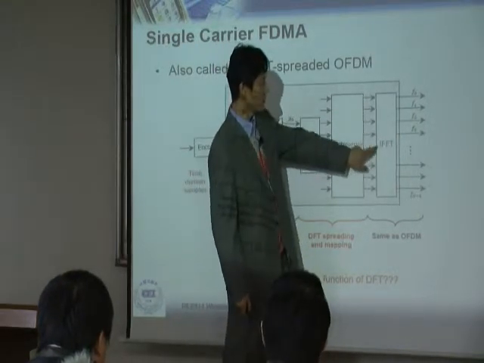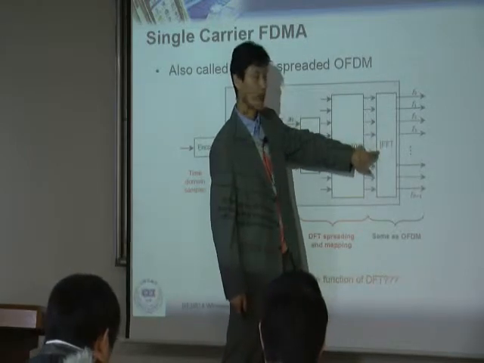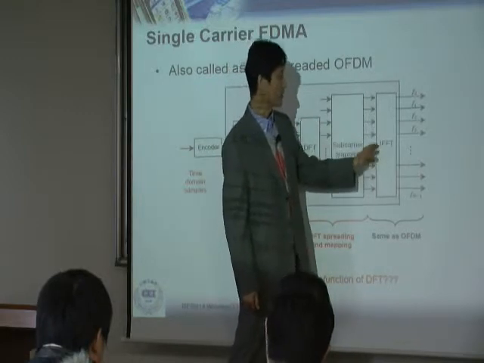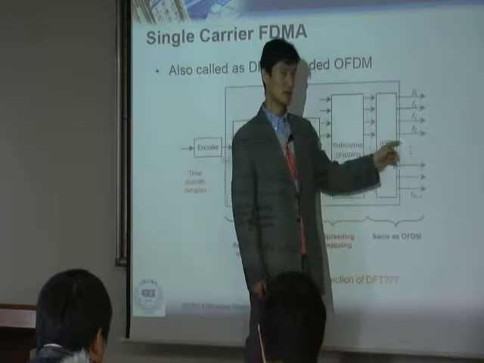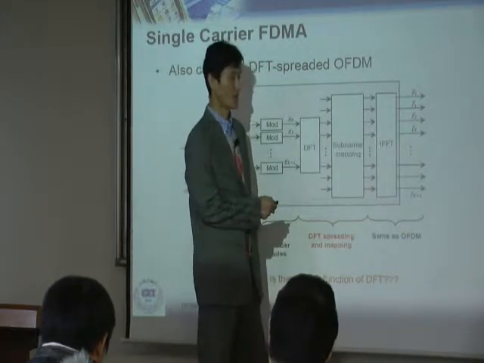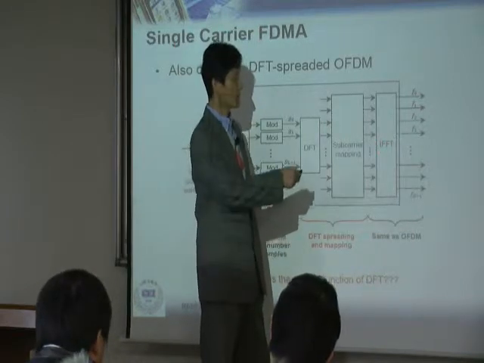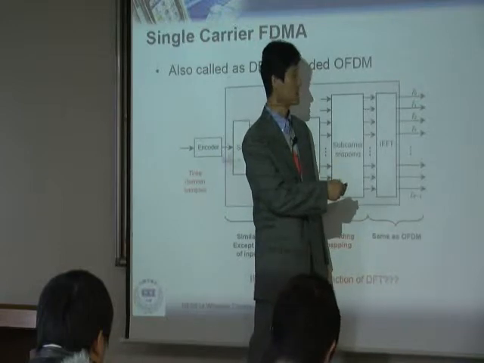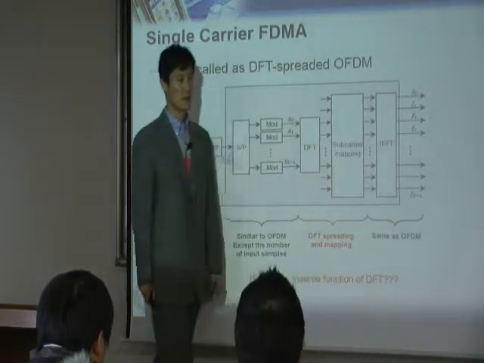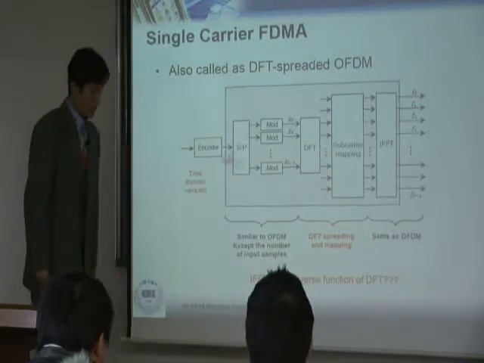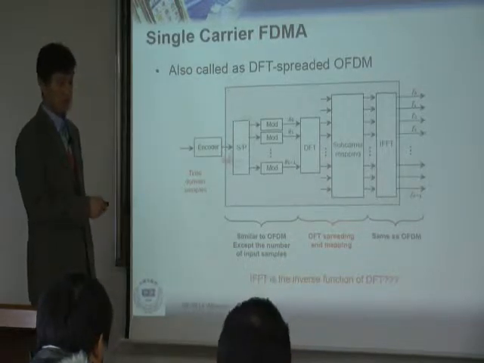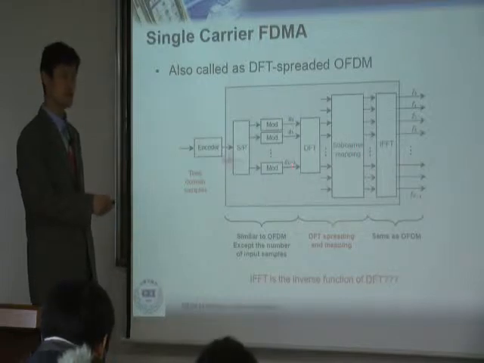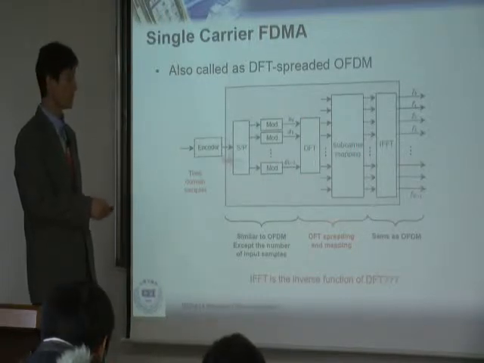And then I do IFFT. Because here I was in the frequency domain, now I need to go back to the time domain again. So I take another process of IFFT, same as OFDM. Then you get the time domain samples of all these, each one for a different frequency, and then you transmit. Simply speaking, the additional step is the DFT. That's the only additional step compared to OFDM.